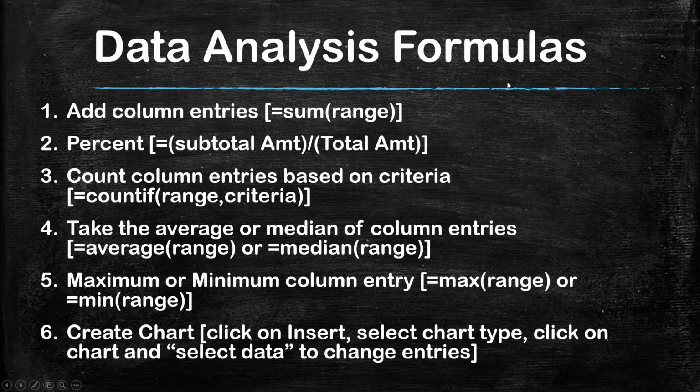The analysis formulas we're going to be using to add columns is the sum range, and you're going to see this. I calculate percentages, in which I click on 2 different cells or enter in a total amount. Counting if a particular criteria is in another column. Taking the average and median, we take the maximum. I don't do the minimum because we've got 0. And then finally, to create a chart, and I'm going to do that as well in this video.